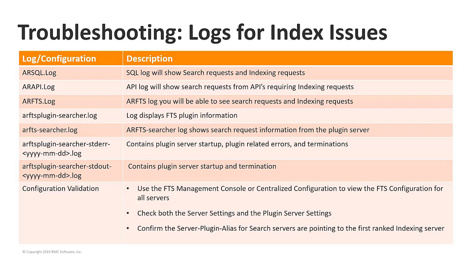Check the server connect name and make sure that it's the local server name. A server plugin alias should point to the rank 1 server. The server plugin alias should point to the rank 1 indexer, and the correct port should be listed. You want to check the full text mode to see if it's ranked as an indexer, a searcher, or a standalone server, or a single server.